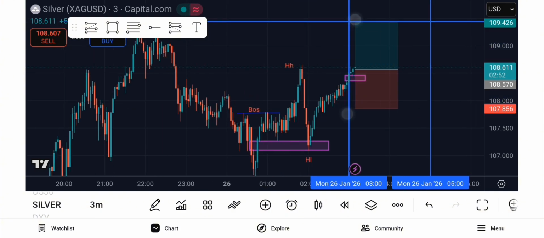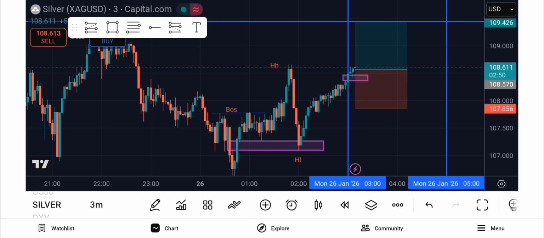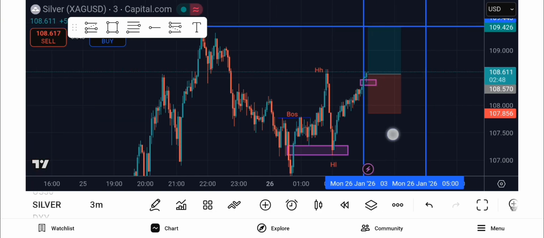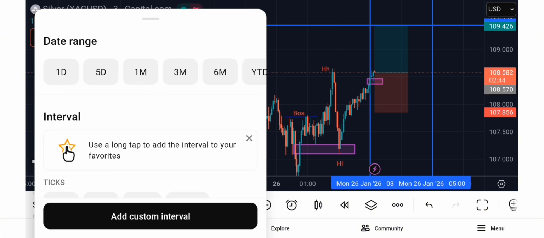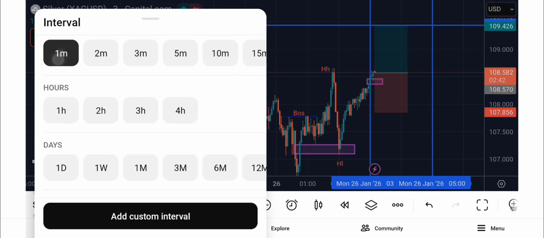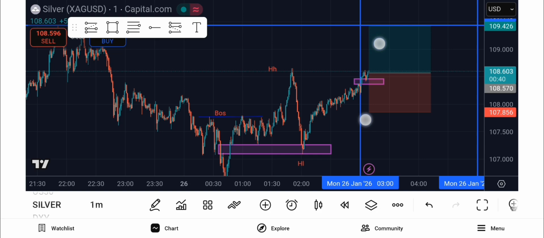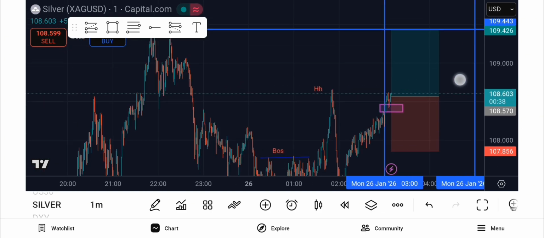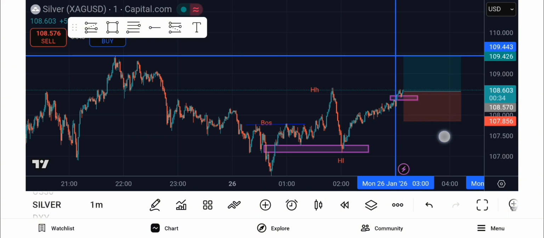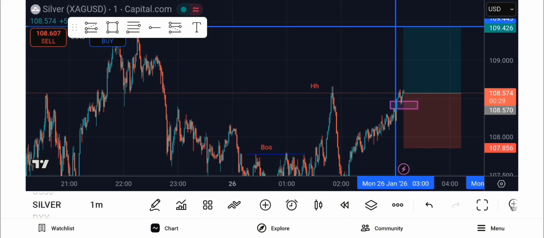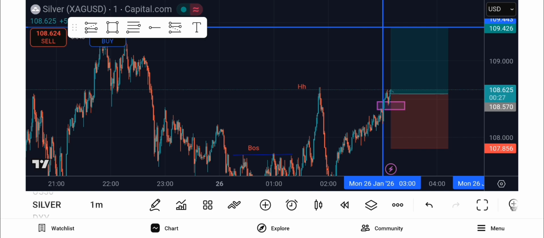Just to give it a little bit of room. I'm going for a 1-on-1. A little bit of room to play around in. So my target are these highs up here. And we're gonna wait to see what happens.